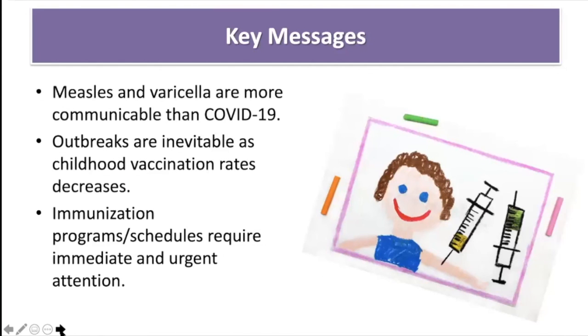And with that, I'd like to end with these key messages. The world's battling with the new coronavirus. While it's far from over, it could be made exponentially worse if outbreaks of vaccine preventable illnesses are not addressed quickly and efficiently. Measles and varicella are more communicable than COVID-19. Outbreaks are inevitable as childhood vaccine rates decrease. Immunization programs and schedules require our immediate and urgent attention, and we should continue to work together in saving lives.